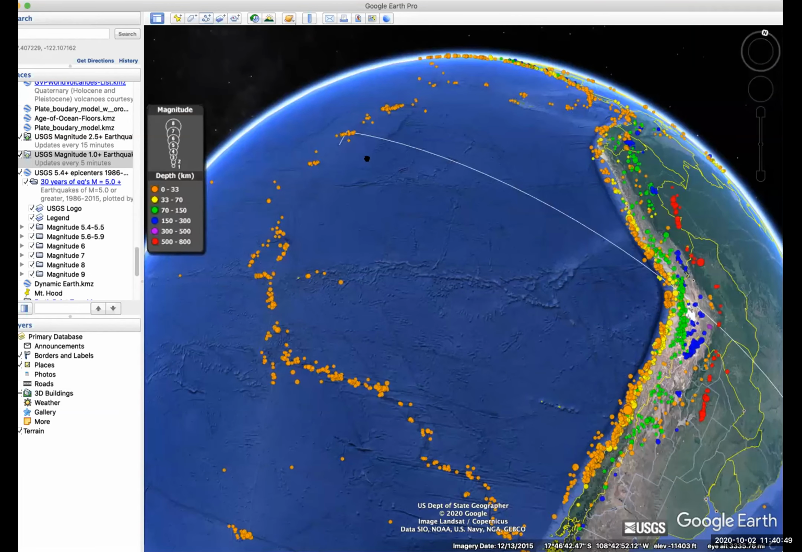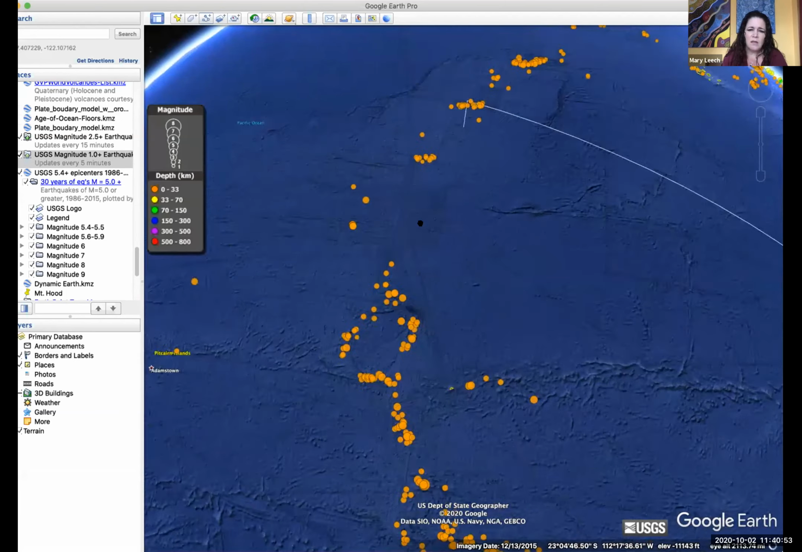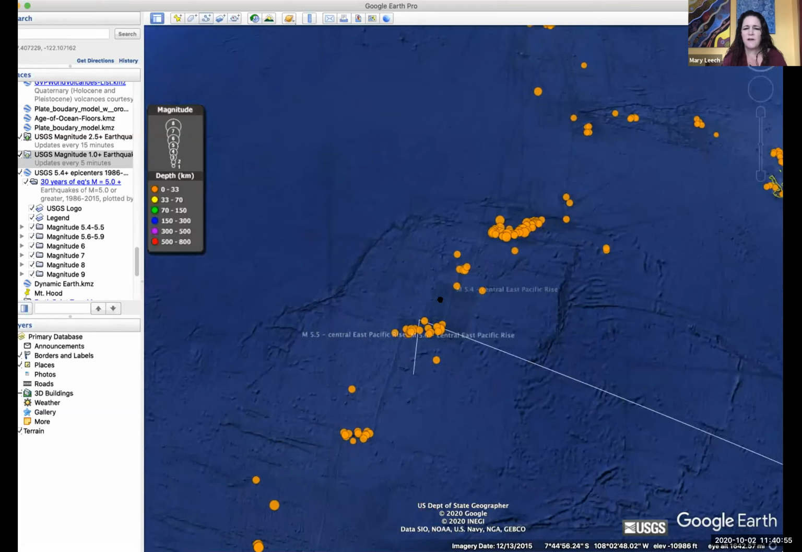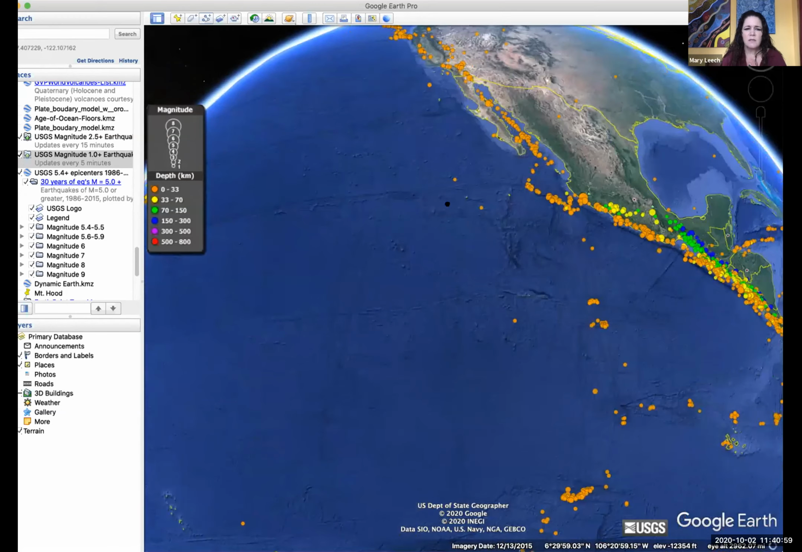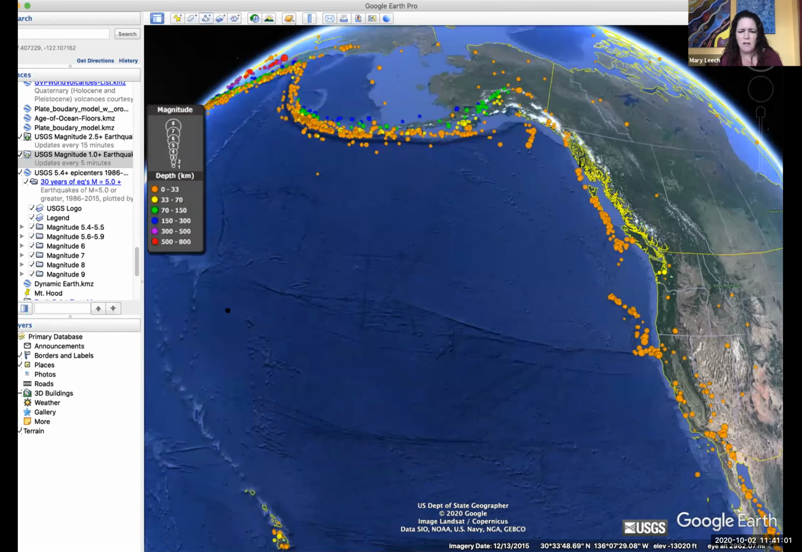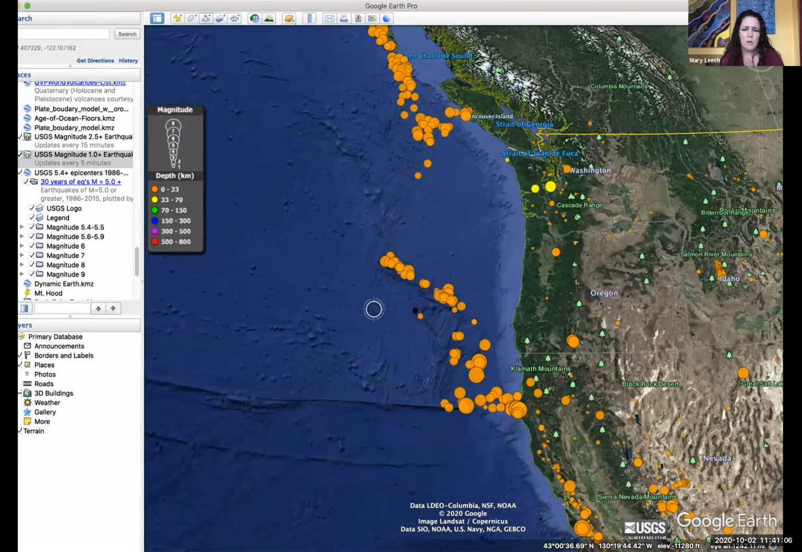Here, these I'd probably describe as fairly symmetrical about the mid-ocean ridges. It's a little bit hard to tell. Like we can look at the Juan de Fuca plate too.